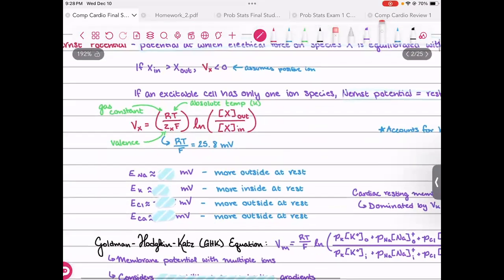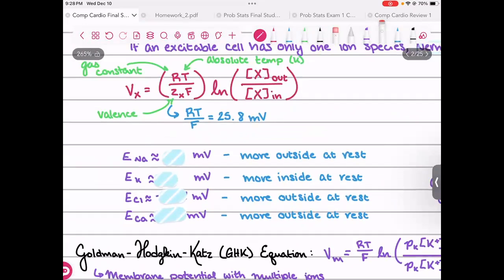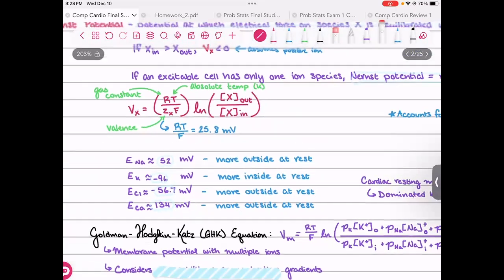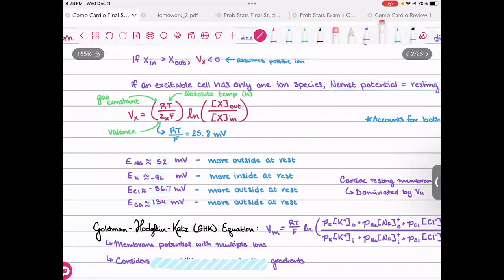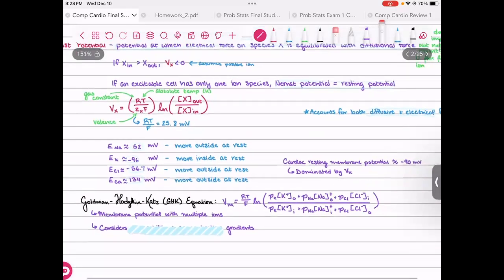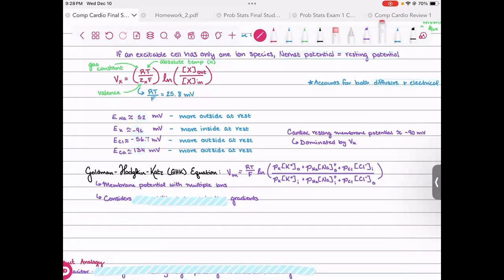A few Nernst potentials that are good to keep in mind are that of sodium, which is 52 or around 50, potassium, which is around negative 96, chloride, which is around negative 56, and calcium, which is around 134 millivolts. And then there is more potassium inside the cell at rest and more of everything else pretty much outside of the cell. Since the cardiac resting membrane potential is dominated by VK, it's going to be around negative 90 millivolts.